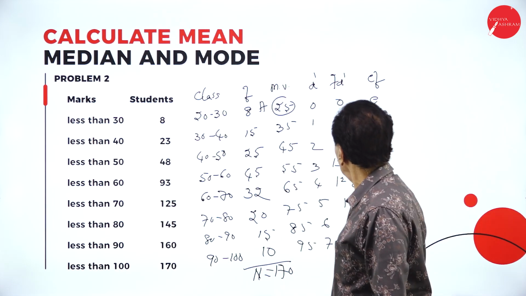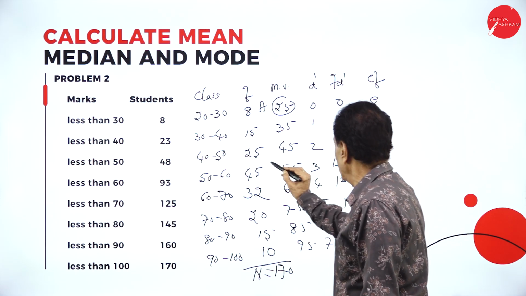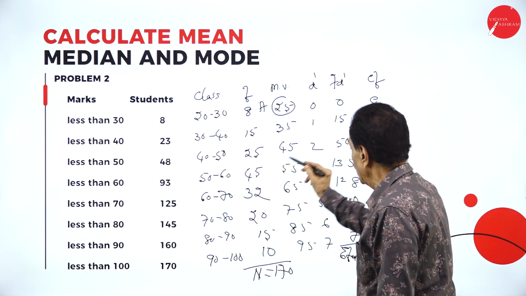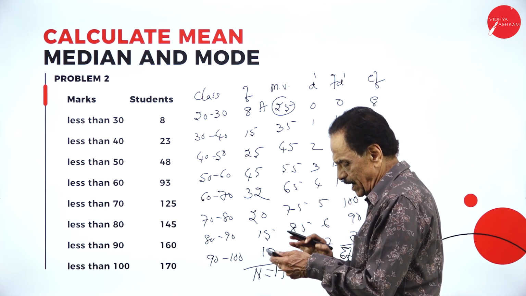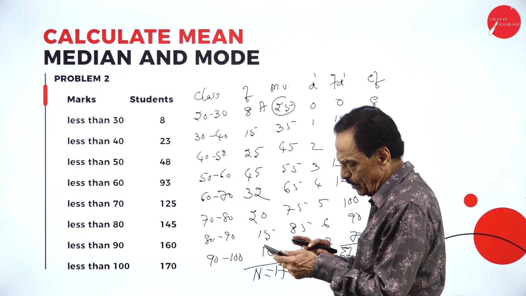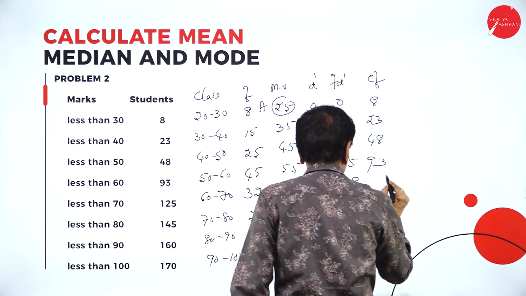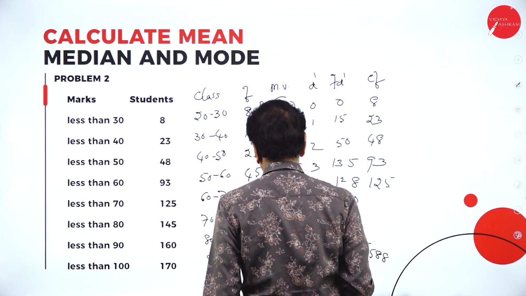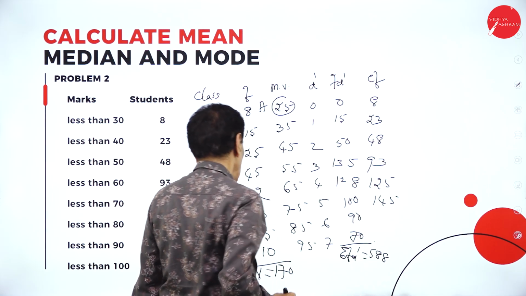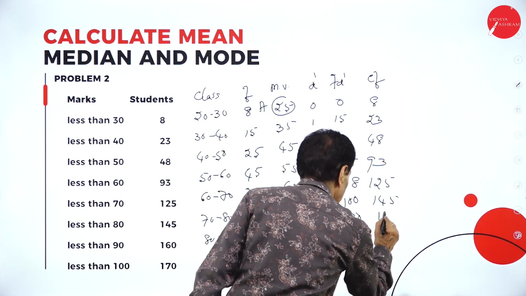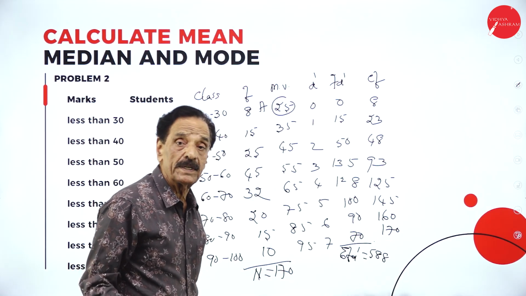Correct. You have to make the CF here. First is 8. 8 plus 15 is 23. 23 plus 25 is 48. 48 plus 45 is 93. 93 plus 32 is equal to 125. So 125 plus 20, 145. 145 plus 15 is 160, 170. These two should be equal. 170, 170 should be equal.